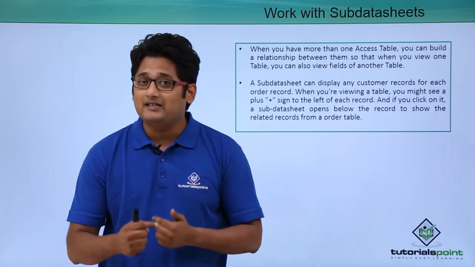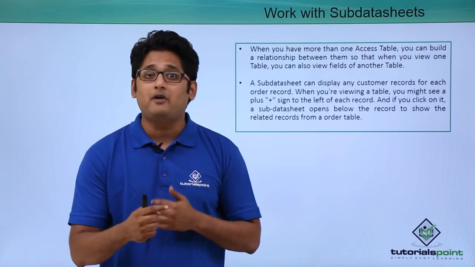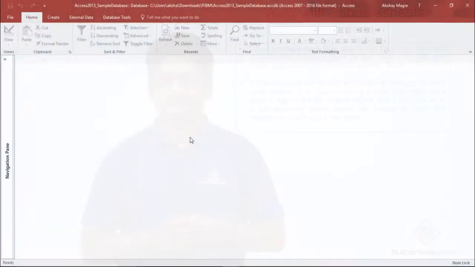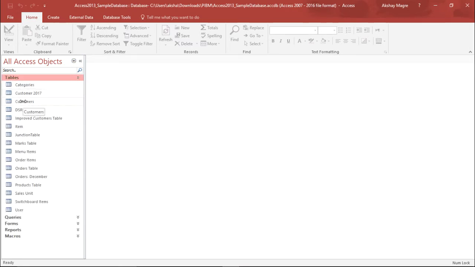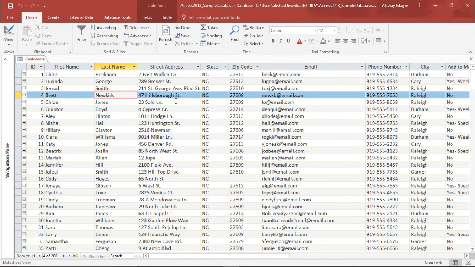How to create this kind of subdatasheet and a relationship between the tables, we will understand better in our practical approach. So let's go ahead and do this. I will move to the navigation pane, go to the tables group, and simply open the customer table. Now I have the datasheet for the customers in which I have their first name, last name, phone numbers and the city.